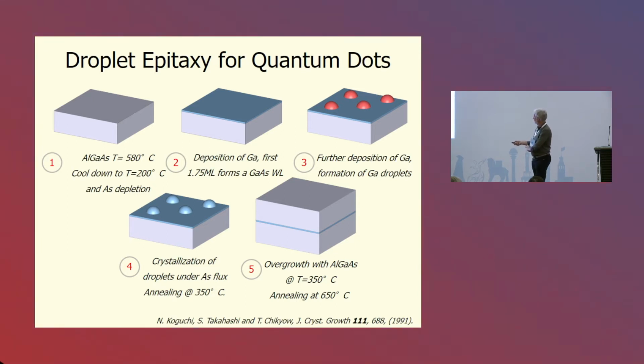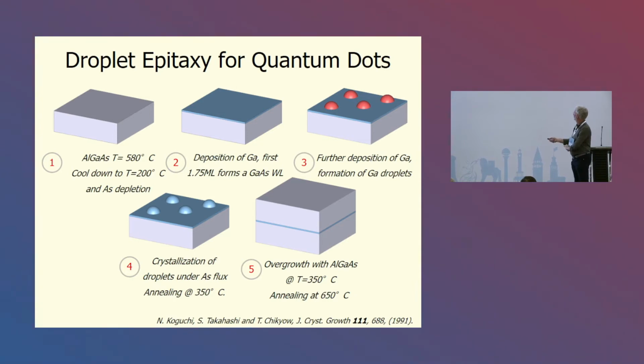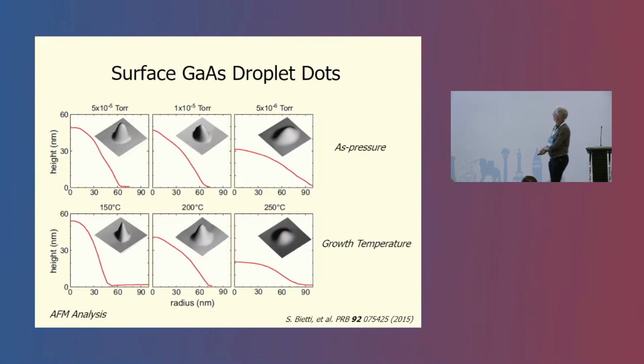Then we open up the arsenic flux again, and then we will crystallize these gallium droplets to form gallium arsenide. And after that, you can do an overgrowth. This is an example of AFM measurements that were performed on droplet dots that were grown under different arsenic pressures and different growth temperatures. And you can immediately see that the height profiles and the size and the shape of these dots strongly depend on the arsenic pressure that we use during the crystallization of the dots or the growth temperature that was used during the crystallization.